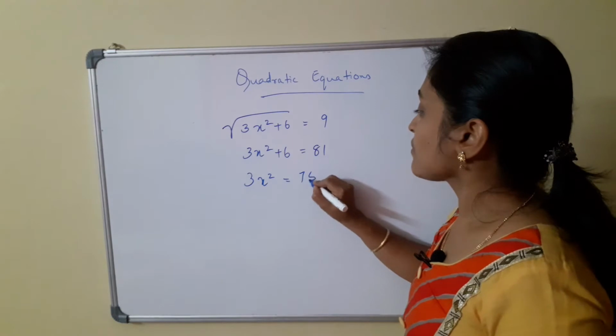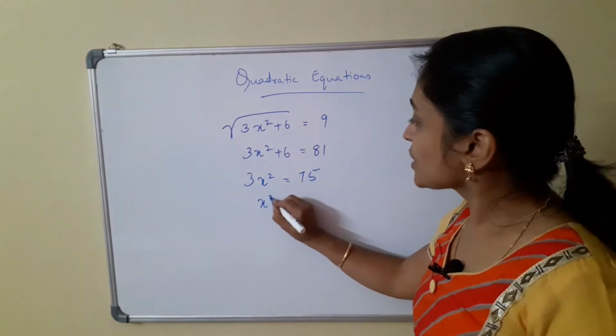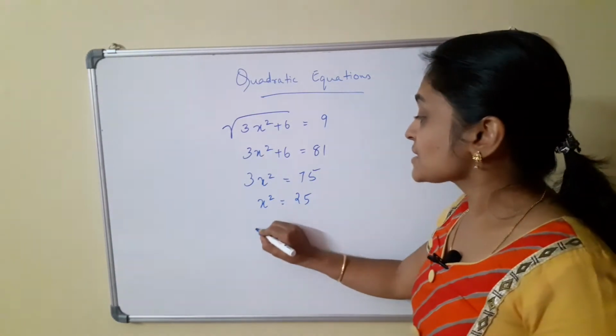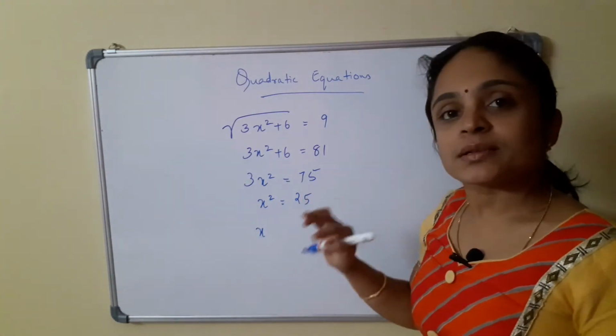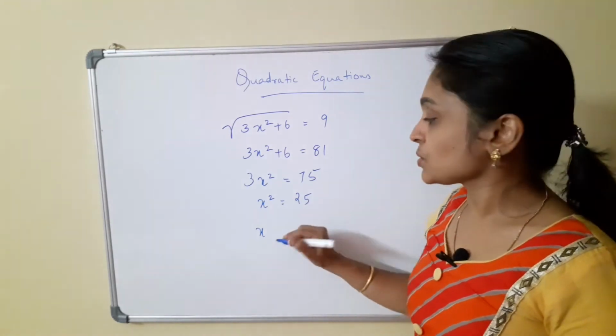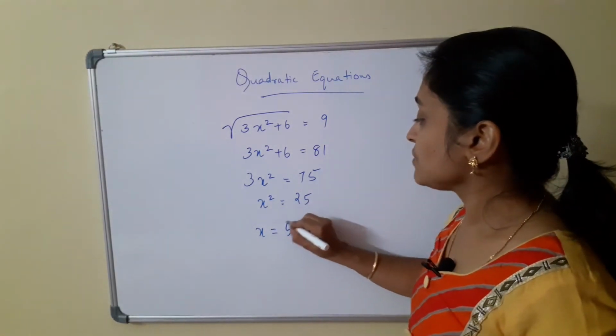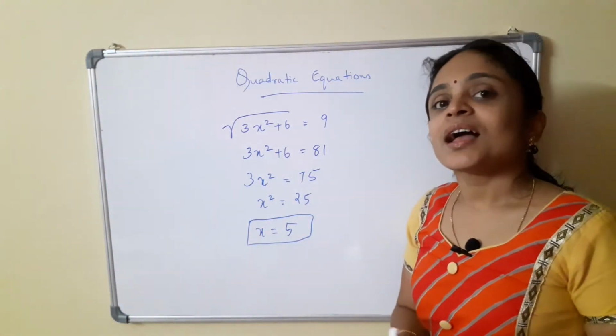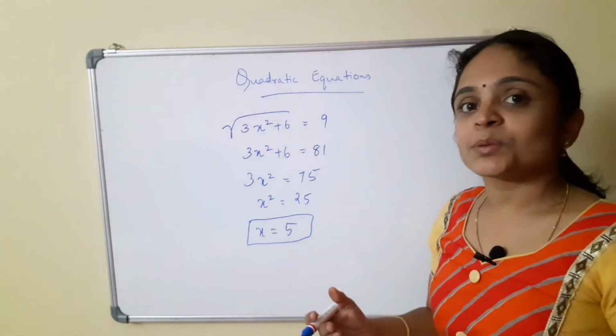What is it? 75. So what is x square? 75 by 3, 25. So what is x? x can be plus or minus 5, but here we have to find the positive root. So x equal to 5 is the answer. Understood? Have a look and after that we will proceed.